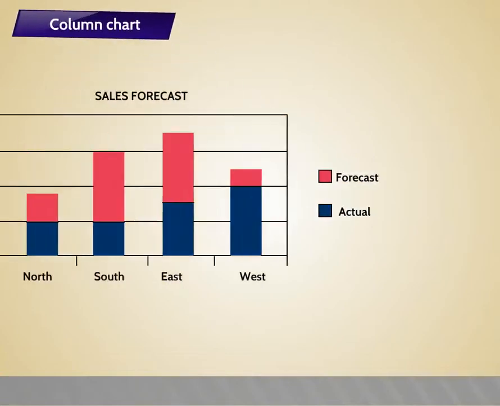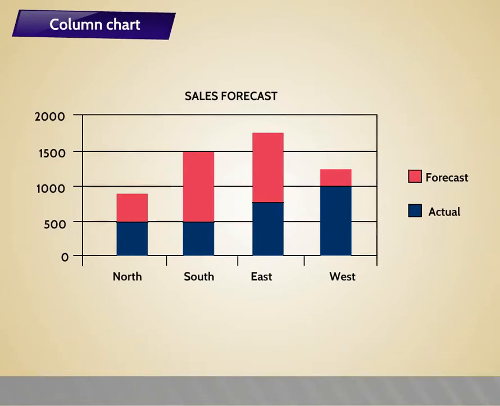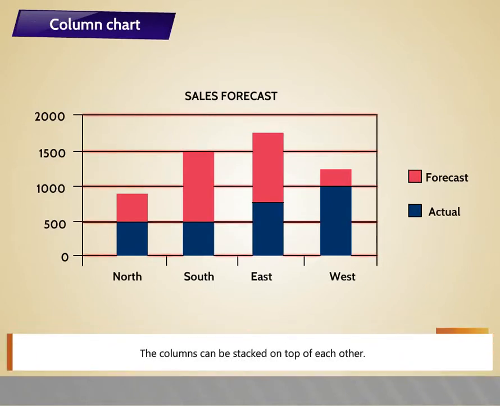Column chart. Column chart is used for displaying discrete data as opposed to continuous data. The columns can be stacked on top of each other.